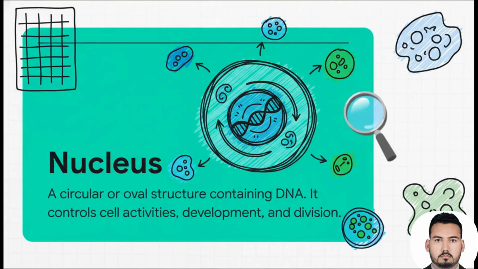Right. First piece of shared kit, the nucleus. This is the boss, the head office. It's got the DNA, which is the master blueprint for everything, and it's calling all the shots. What the cell does, when it divides, how it grows. Take that away, and the whole operation is clueless.